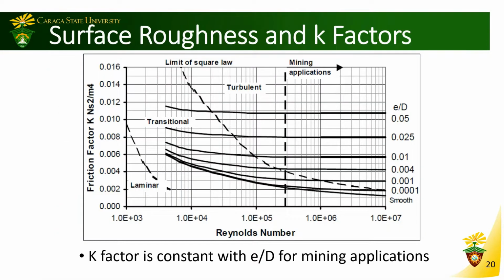Okay, so the K factor is constant with e over d for mining applications. Again, e is the surface roughness and d is the hydraulic diameter. So this ratio of surface roughness to hydraulic diameter is quite important. Okay, so let's have an example.